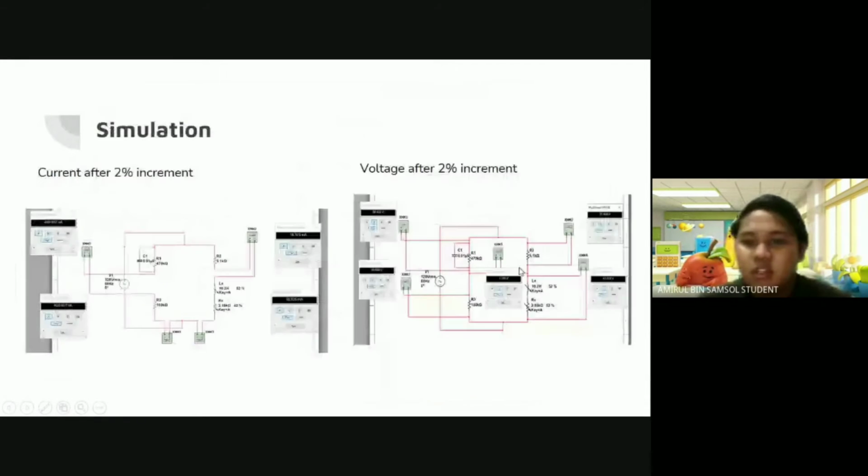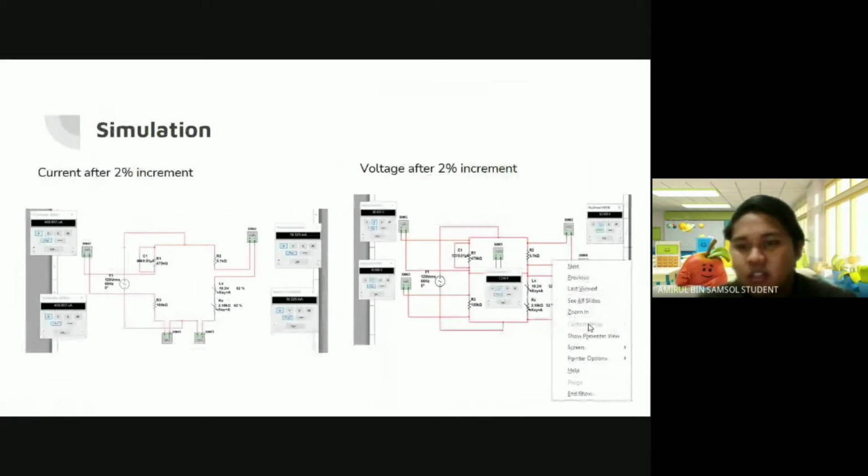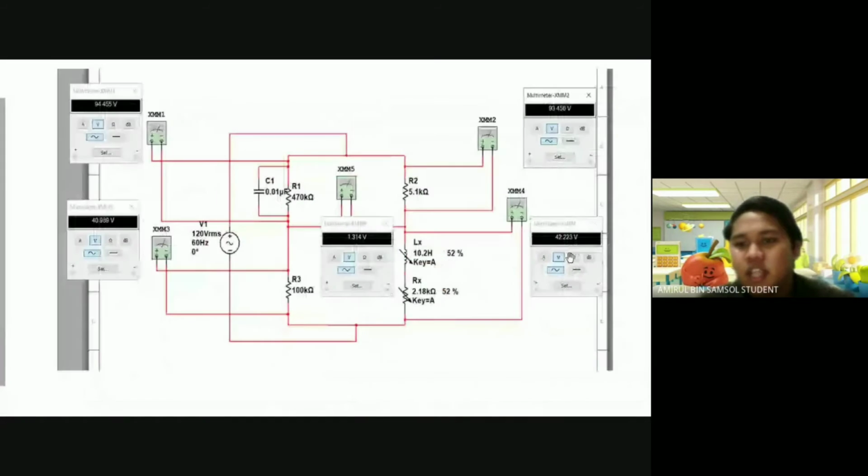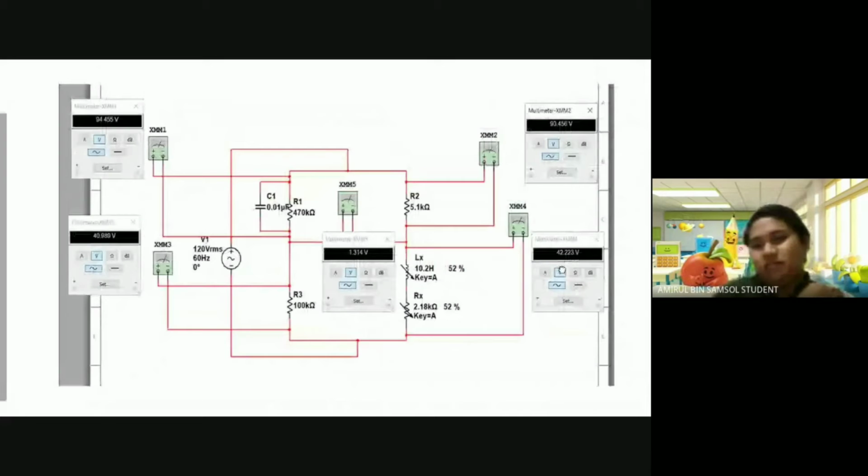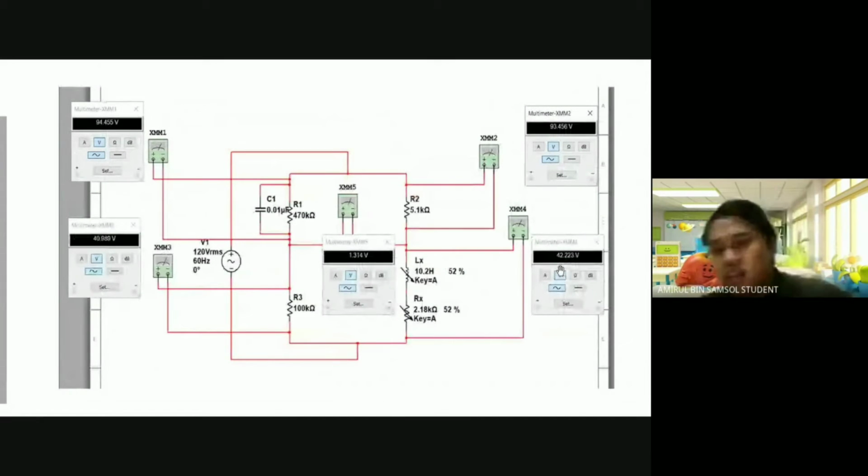So after the 2% increment, we can see the voltage has increased by several decimals. So we proceed to the next, the current.